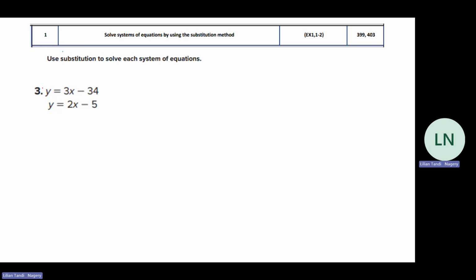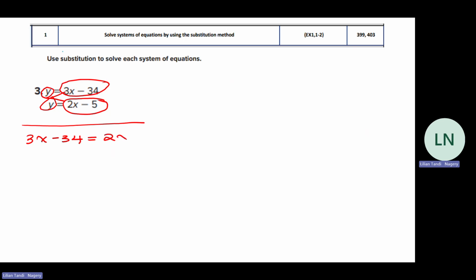Okay. Now here, both my equations start with a variable, with a single variable. So that means I will take this and replace it here. Or I can take this and replace it here. So it doesn't matter. Okay? So I will take the top one and bring it down. So 3x minus 34 is equal to 2x minus 5.